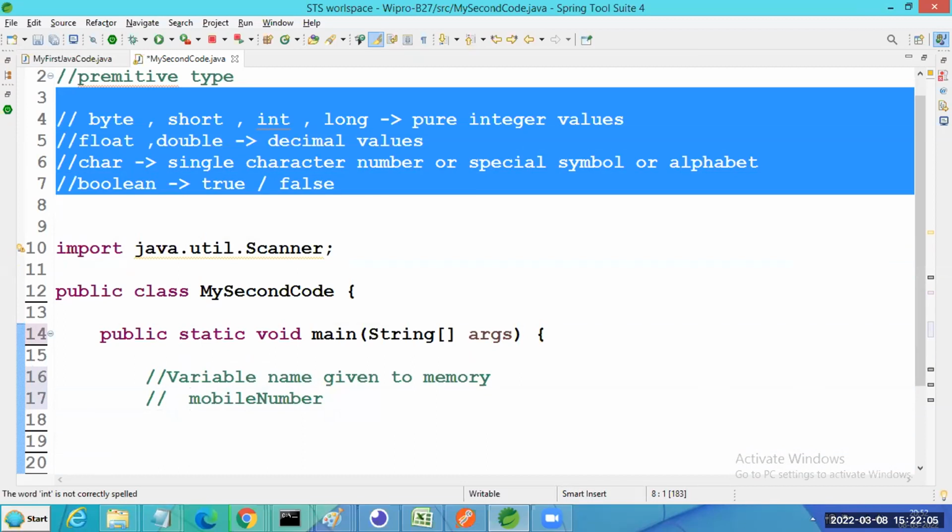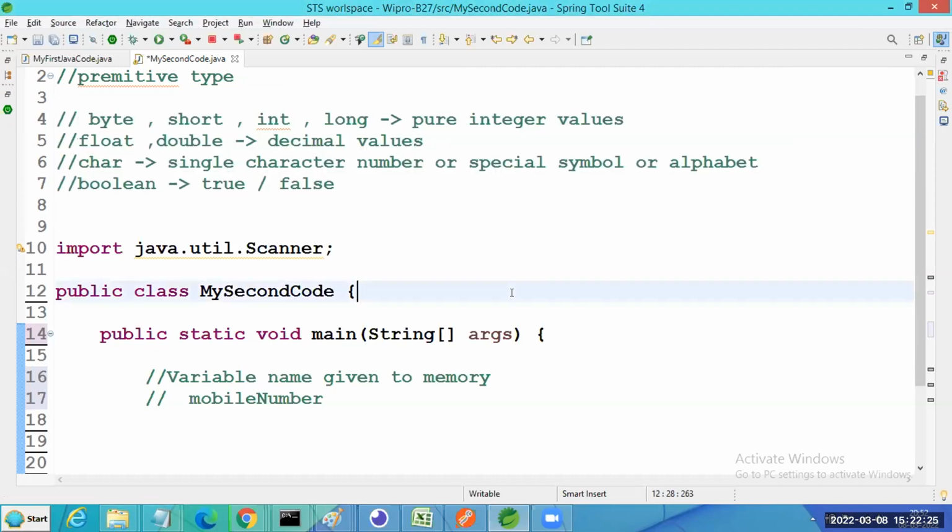Long. Okay. How many of you suggest long? Raise hand. How many of you suggest long type of data type should be used for mobile number? So why does long need to be taken as a data type for a mobile number? We can take integer also. Okay. Why a long?